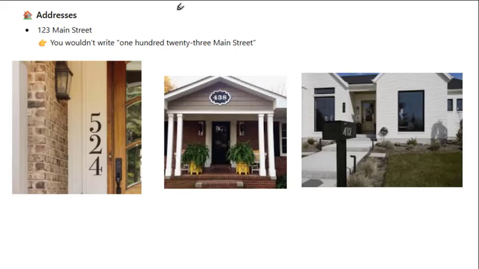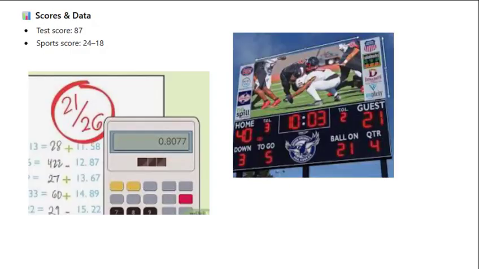Addresses. Most people have their house number on their house. Those are standard form numbers, just the numbers. Some people put the numbers on their mailbox for their address. You wouldn't write out one hundred twenty-three Main Street. That's a lot of words when you write it out like that. It's easier if you just write the numbers. Standard form.